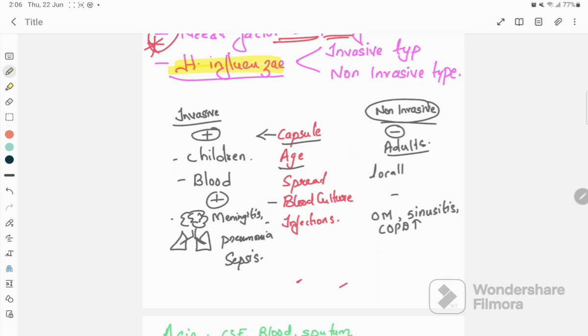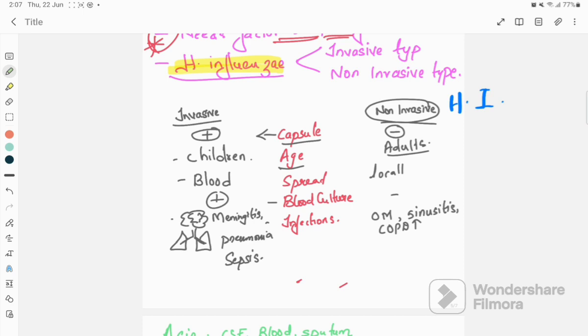Now, does this organism have a capsule? No, it does not have a capsule. What is the age group that it affects? Adults. So, the non-invasive type of H influenzae affects the adults. How will I memorize it? See, as we grow up, most of us become mature, and then we do not invade into others' privacy. We are non-invasive. Okay, that is a code.